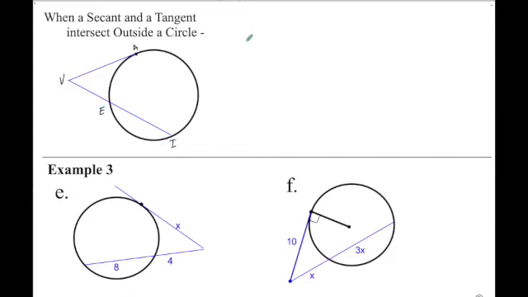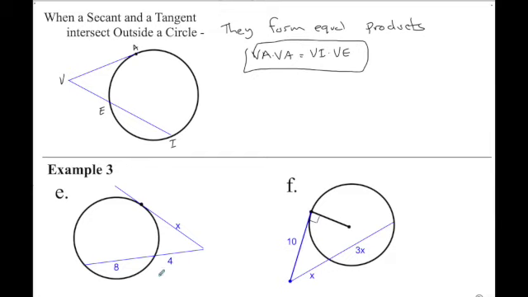So now I'm going to say that they form equal products. And those products are formed by these segments. And the first one is VA times VA. Okay, now I'm going to just say that's our formula, VA times VA equals VE times VI. And let's go ahead and use that a couple of times.